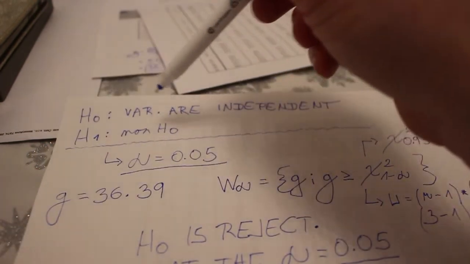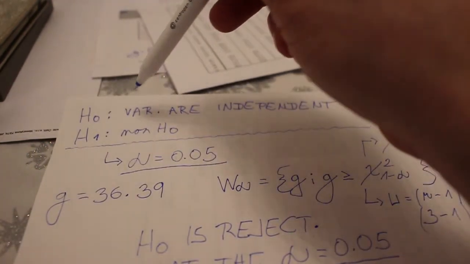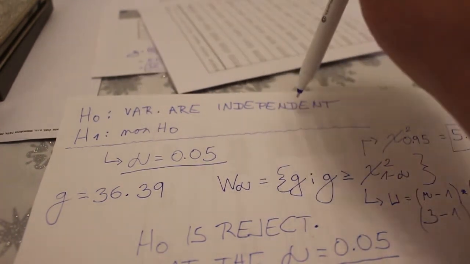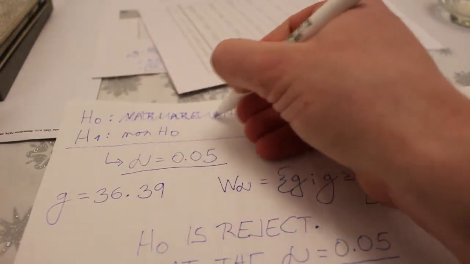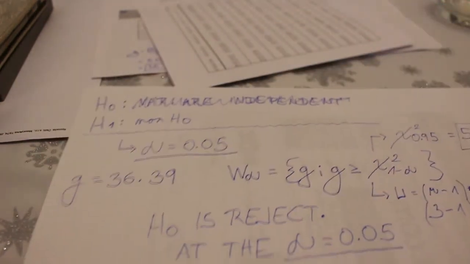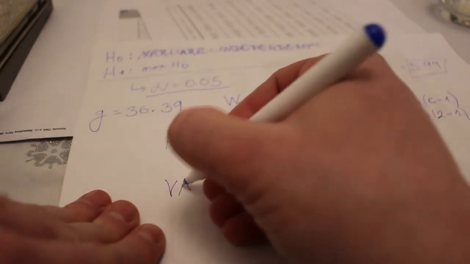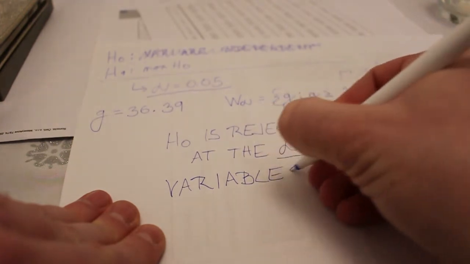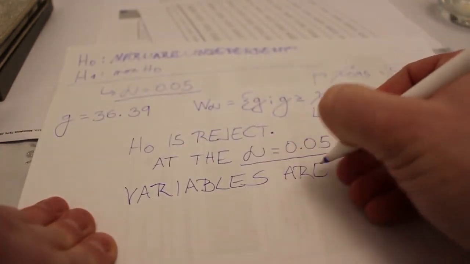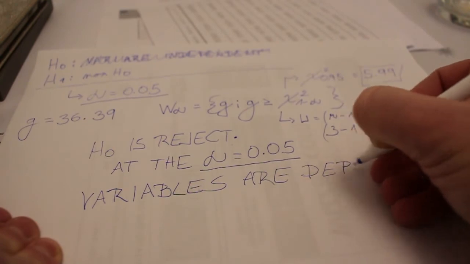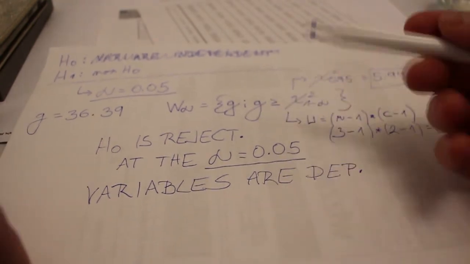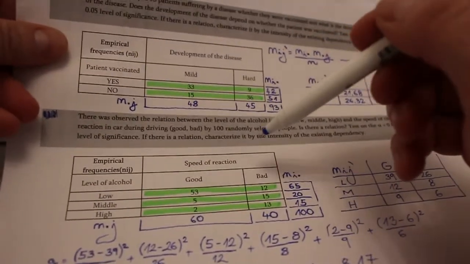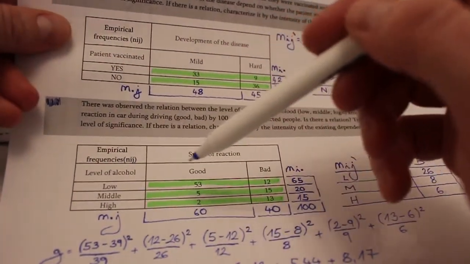What does it mean if H0 is rejected? H0 says the variables are independent, so if it is rejected, the variables are dependent. According to our data set, the variables are dependent: the speed of the reaction in a car depends on the level of alcohol in blood.